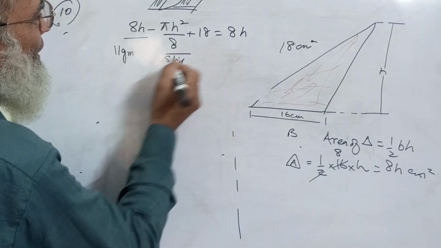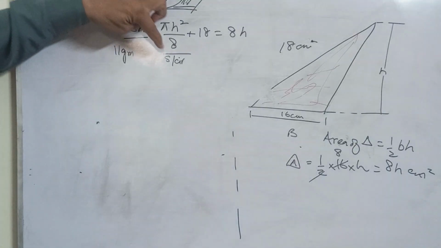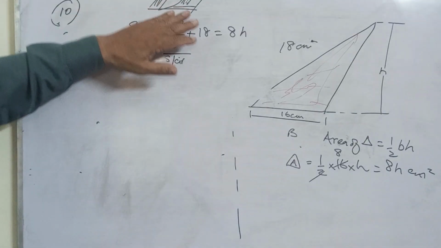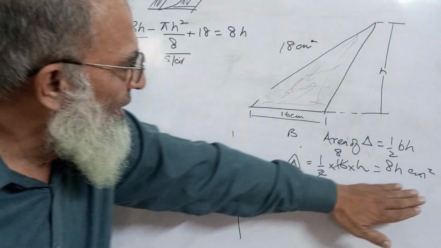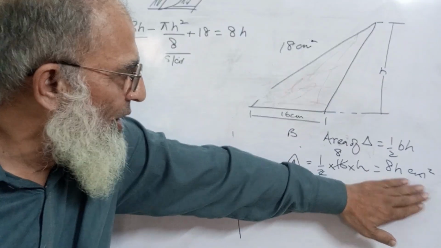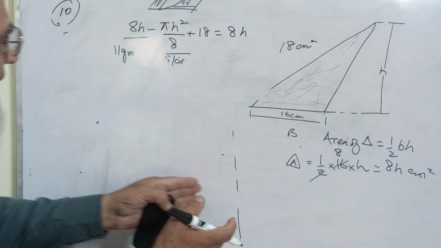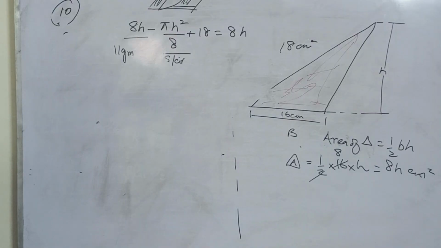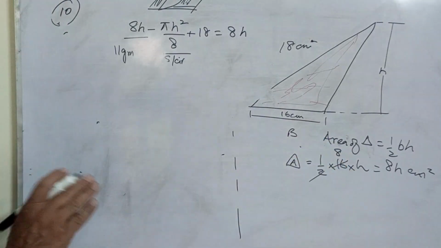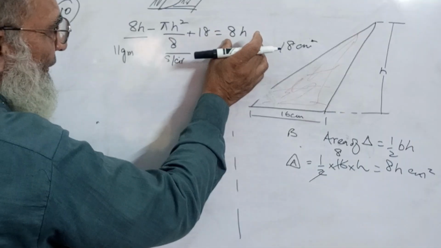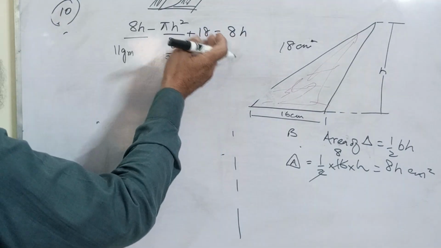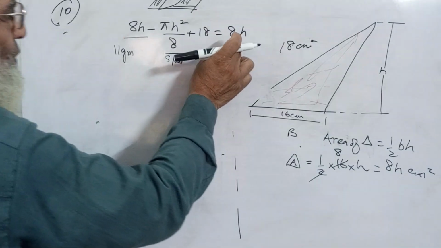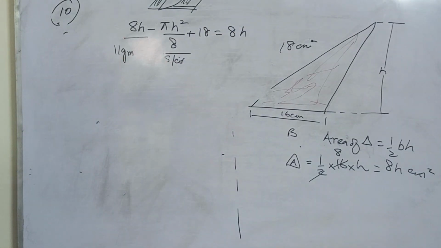We have subtracted the area of semicircle from the area of parallelogram. Still, it was 18 less than what we calculated over here, which is 8h. So we add 18 here to make it equal, because this was 18 more. It is written in your book. It is given that it is 18 more. So what we did is that we added 18 in this area to make it equal to the area of triangle.